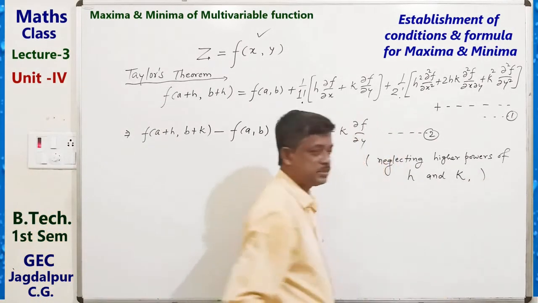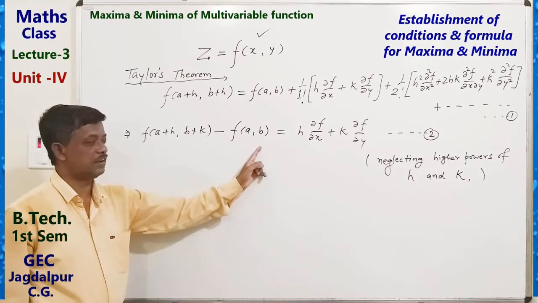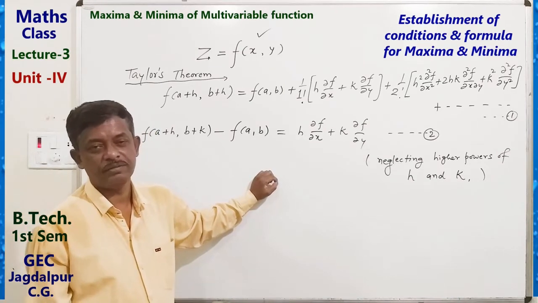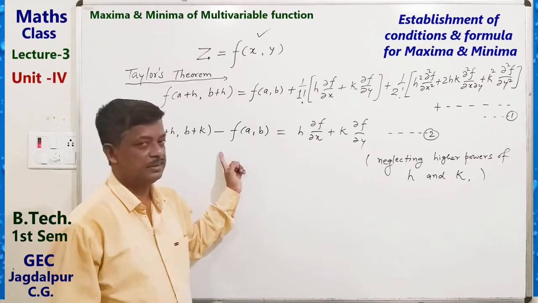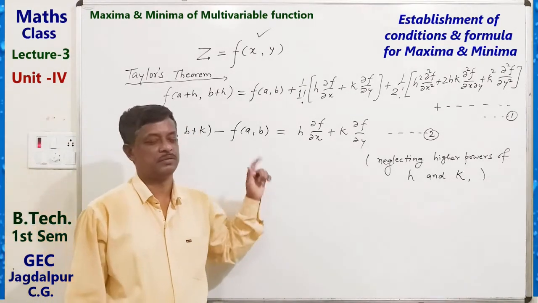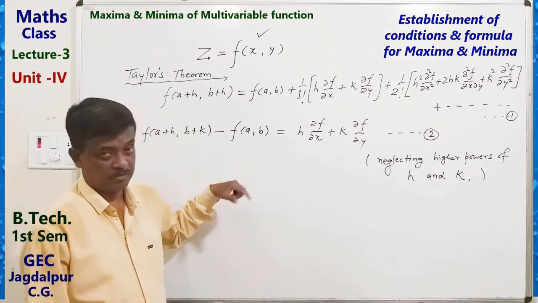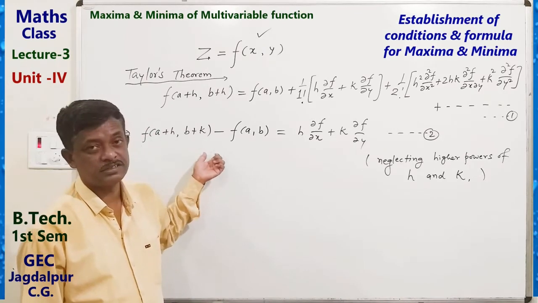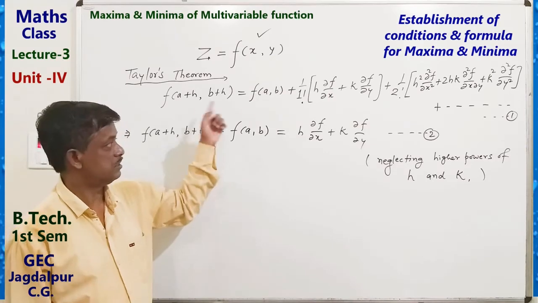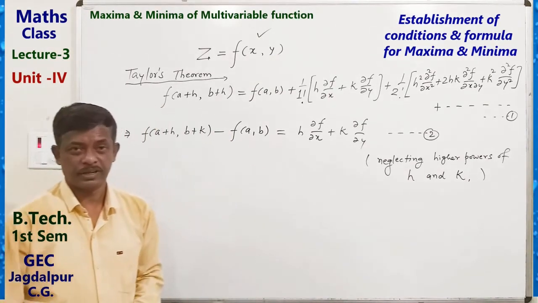Now our target is what? Its sign. We want to know that its sign should be the same. Maybe negative, maybe positive. If negative, then maximum at this point. If positive, then minimum at this point. Then maximum value, minimum value. So our target is finding its sign by using this theorem.